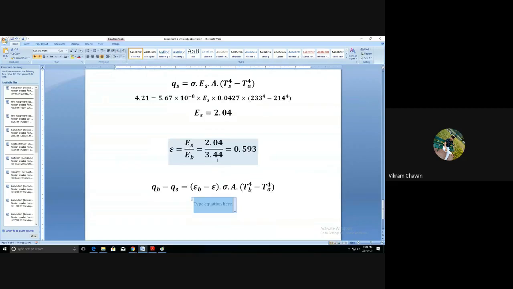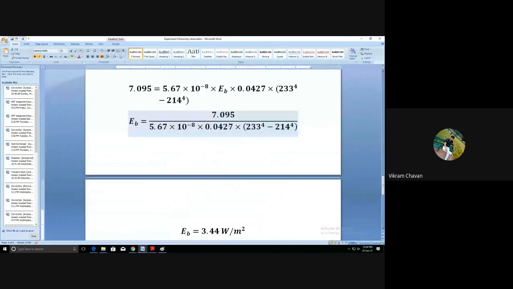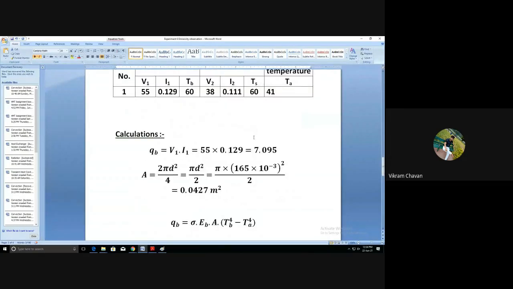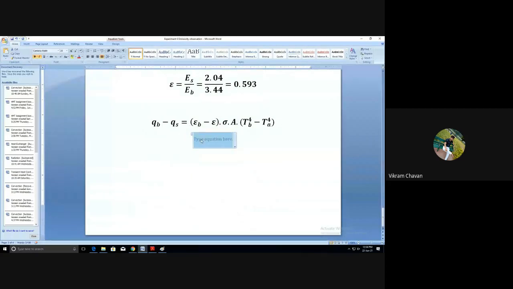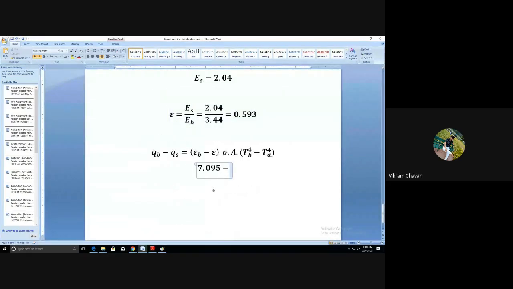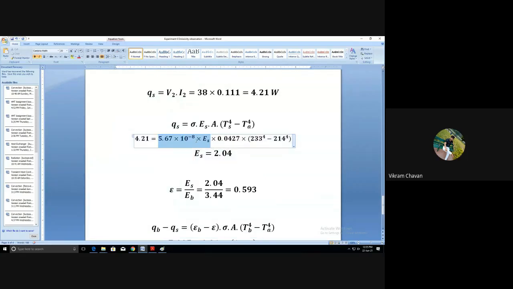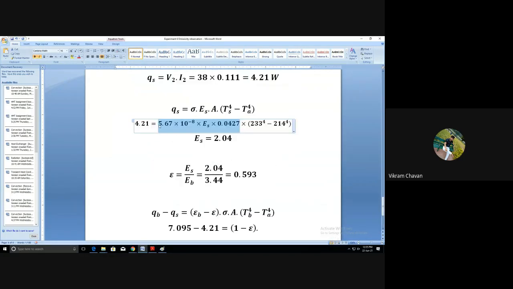QB value is 7.095. 7.095 minus QS 4.21, equal to. Now here we have to consider the emissivity for the black body as 1, and we have to calculate the emissivity for the gray body. So eta remains as it is. Since we are using another method, we have to calculate eta, multiplied by 5.67 into 10 to the power minus 8 and 0.04, the area we are taking as it is.